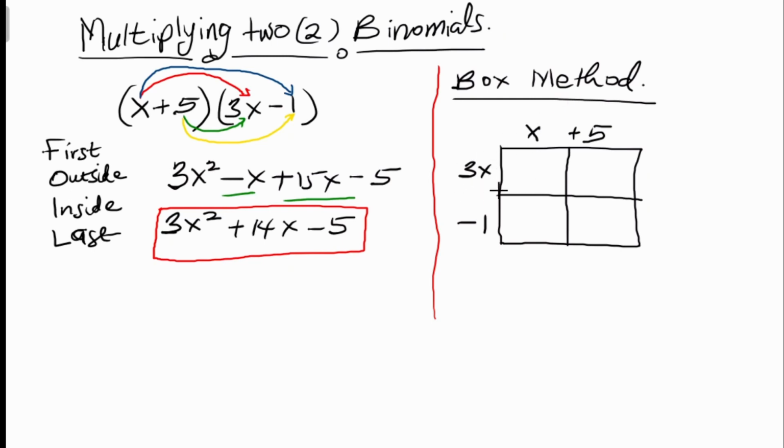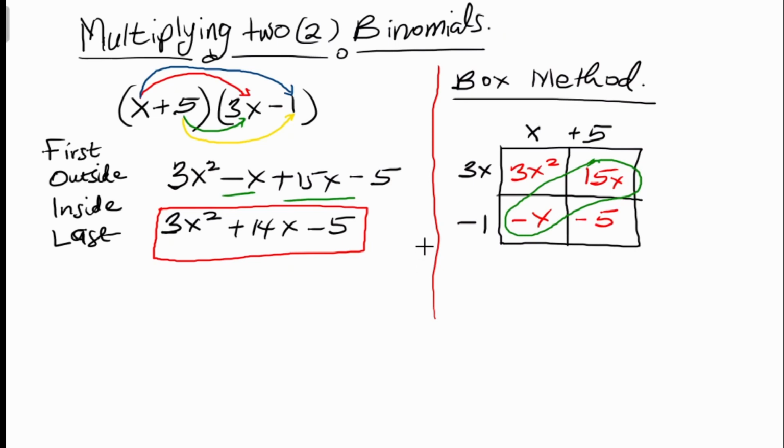So 3x times x gives us 3x squared. 3x times 5 gives 15x. Then negative 1 times x gives negative x. Negative 1 times 5 gives negative 5. Then, as I'm sure we can all see, negative x and 15x are like terms, so we can put them together.